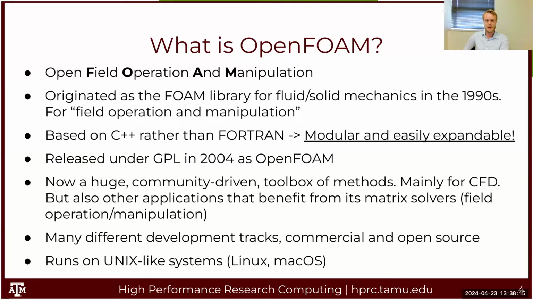It started as the FOAM library for fluid and solid mechanics in the 90s at Imperial College London. They based it on C++ rather than Fortran, which was the go-to thing back then. The benefit of going with C++ over Fortran is that it's very modular and easily expandable. That's contributed to a lot of the success behind OpenFOAM. It was so successful that they released it under the GNU public license in 2004 and called it OpenFOAM. Since then, it's been completely open source and usable by anyone who wants to have a go.